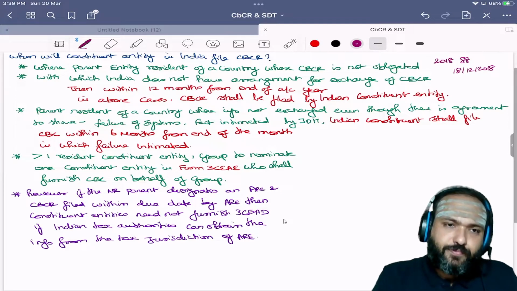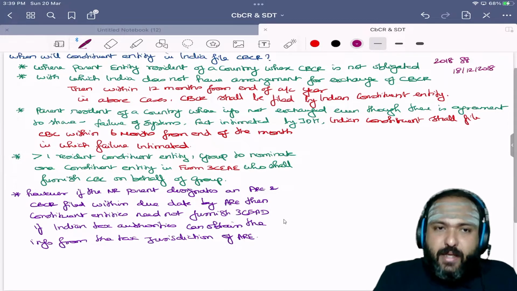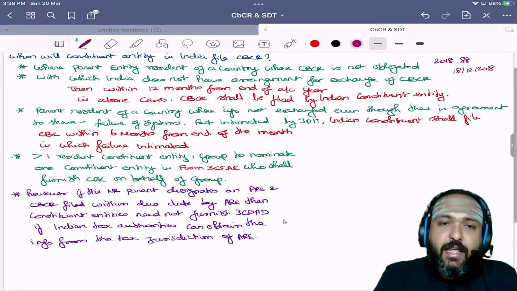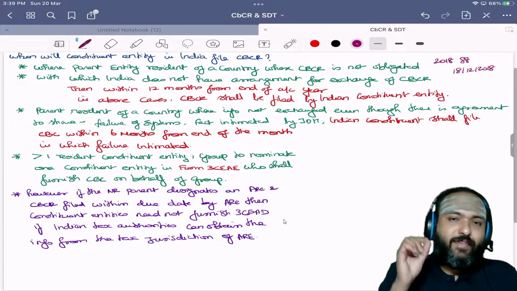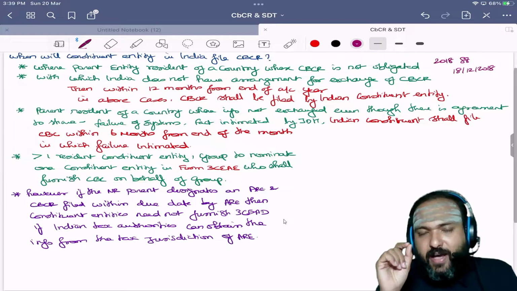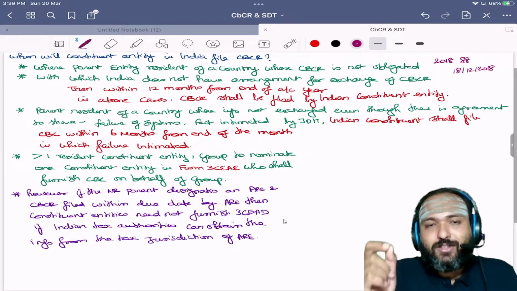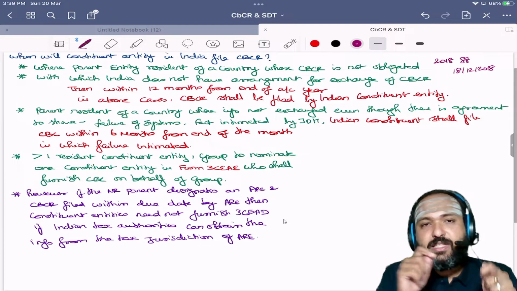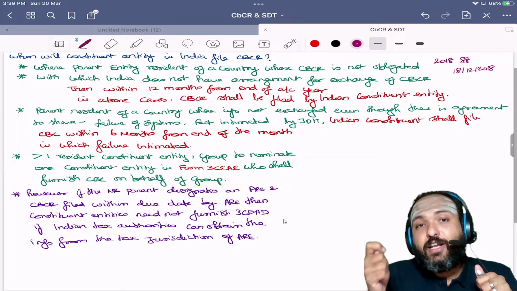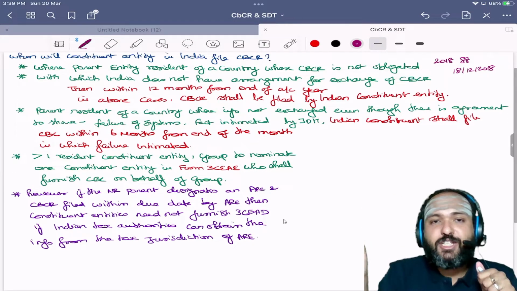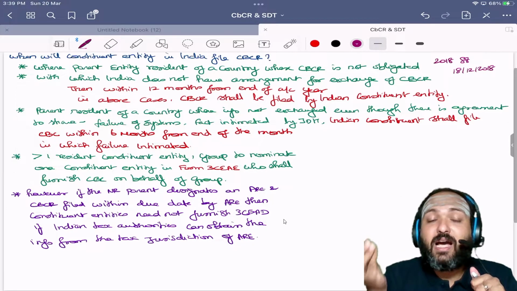Okay, so now the second point: if the parent company is located in a country with which India does not have an arrangement for exchange of information of CBCR. Now, remember one very important point. When the parent company files CBCR in the country of its residence, that country's tax authorities will check what all the subsidiaries are for this particular company and their countries of residence, and they will share this information with the income tax authorities of the other countries.